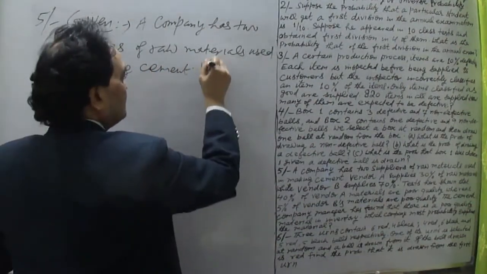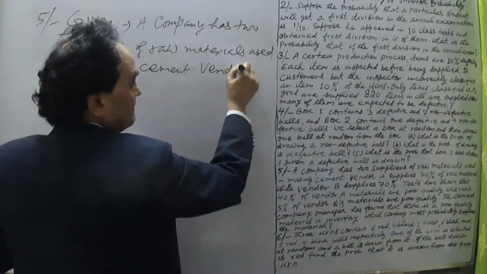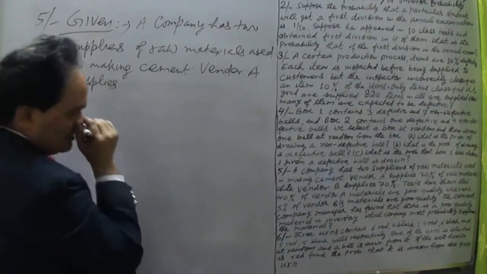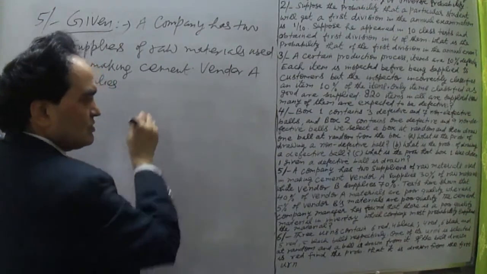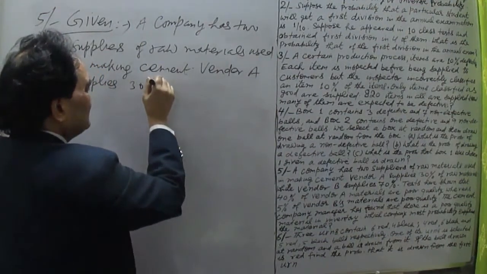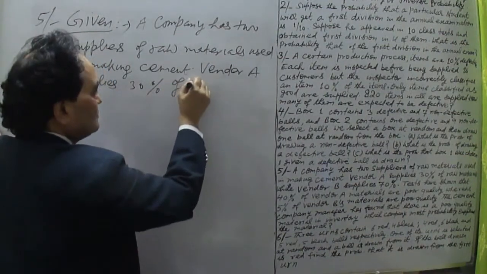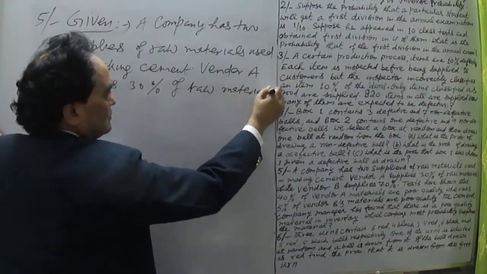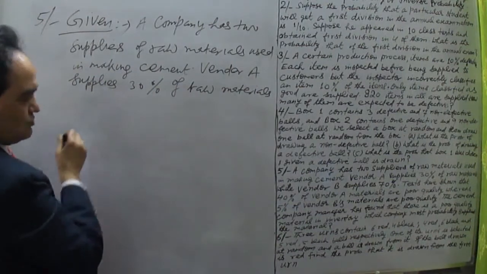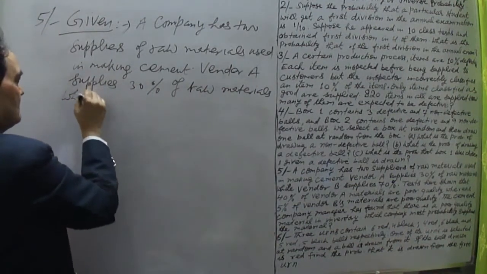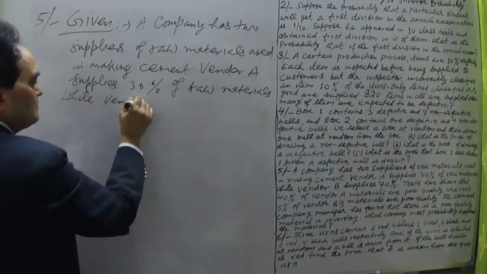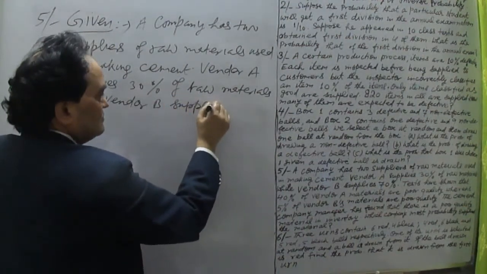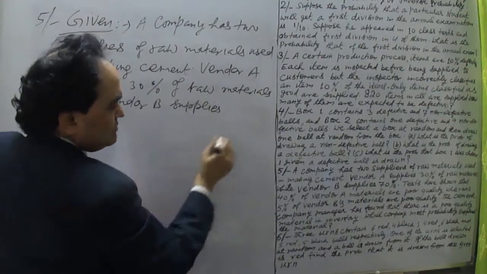Now vendor A supplies 30% of raw materials, while vendor B supplies 70%.